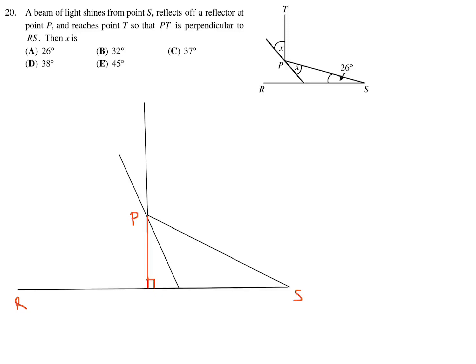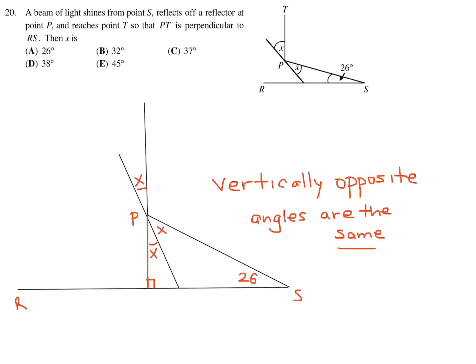So this, they've told you, is X. They've told you that this is X, and this is 26. Now, this angle in here is also going to be X. Why? Because it's directly opposite that one. And vertically opposite angles are the same. And as you can see, those two are indeed vertically opposite angles.